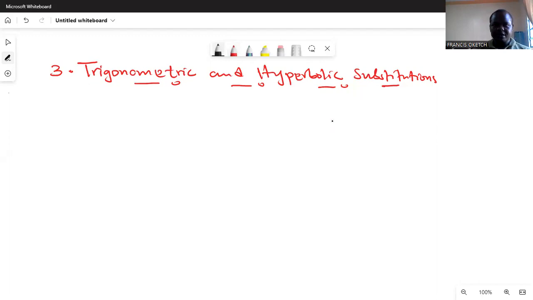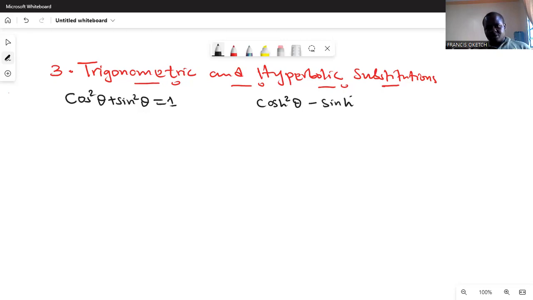So we know that cos squared theta plus sine squared theta should be equal to 1. That is the trigonometric identity. When it comes to hyperbolic, we'll say cosh squared theta minus sinh squared theta should be equal to 1.